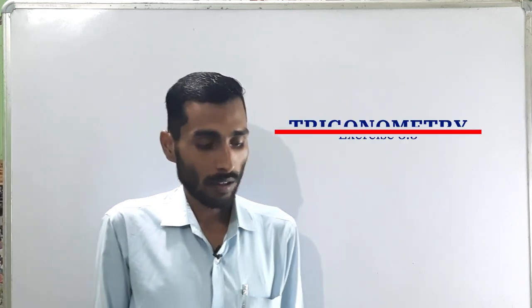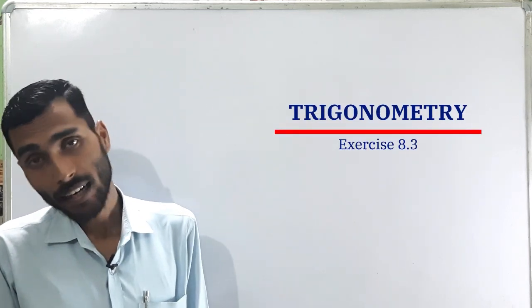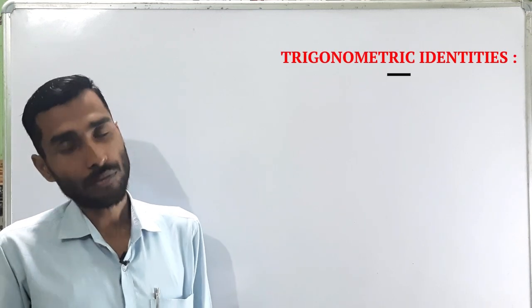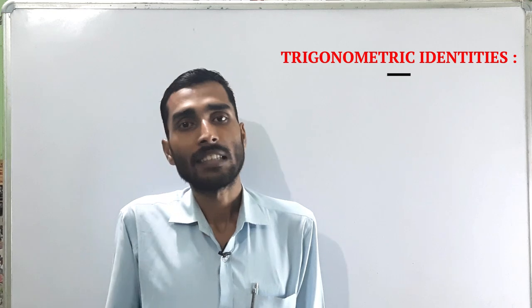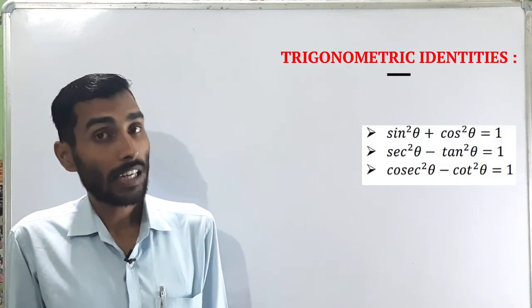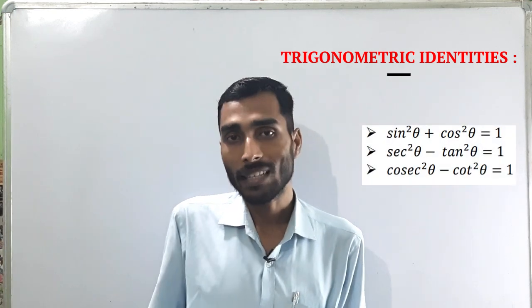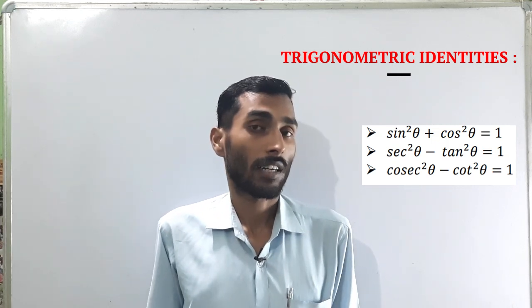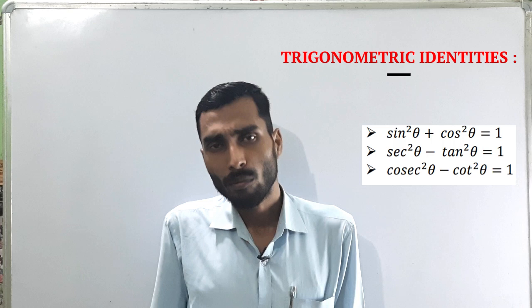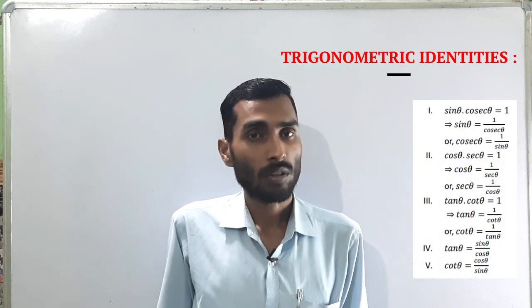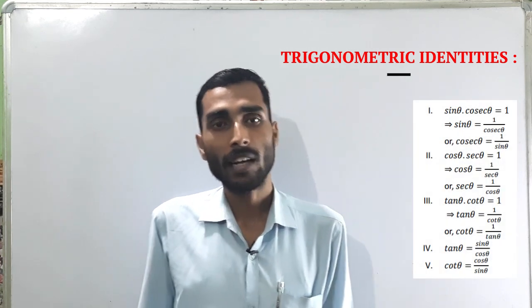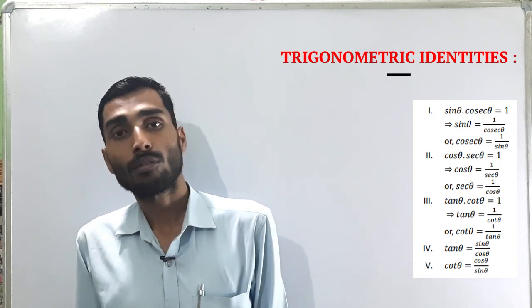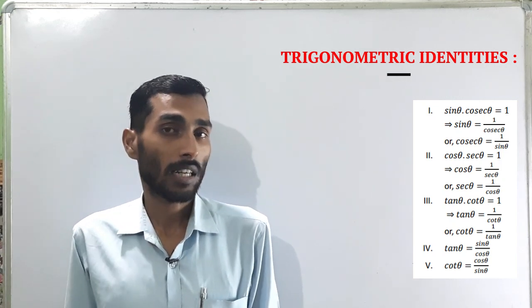We'll discuss from question number 4, and we have to prove, using the identities which we have defined, that sin square theta plus cos square theta equals 1, sec square theta minus tan square theta equals 1, cosec square theta minus cot square theta equals 1, and along with that sin theta equals 1 by cosec theta, basically the reciprocal, sin theta into cosec theta equals 1, sec theta into cos theta equals 1, and tan theta into cot theta equals 1.